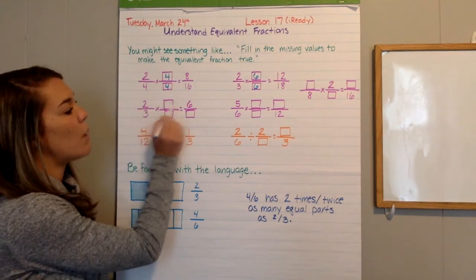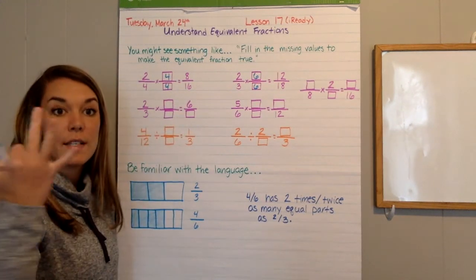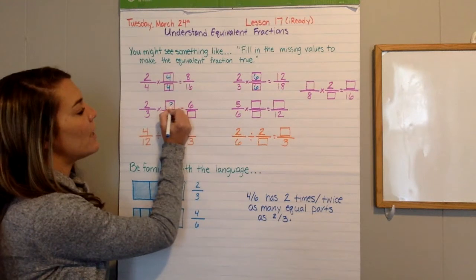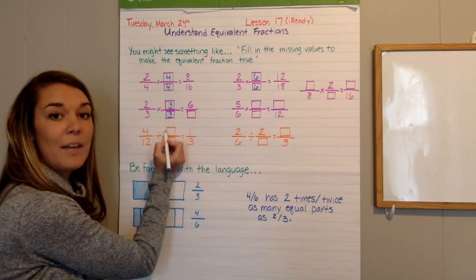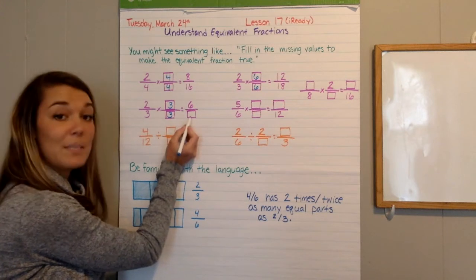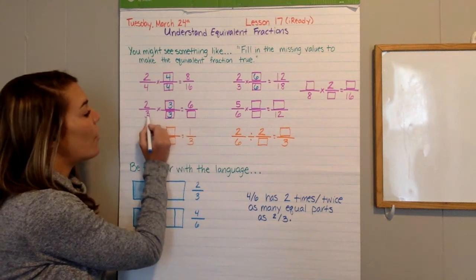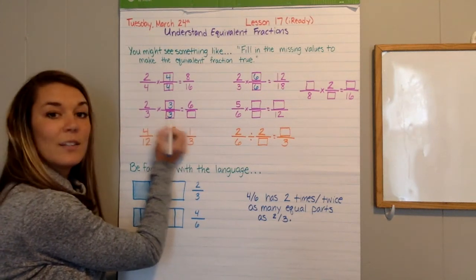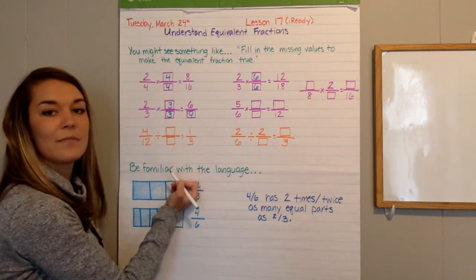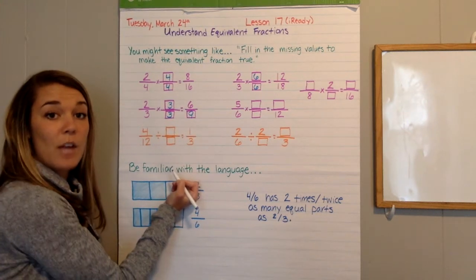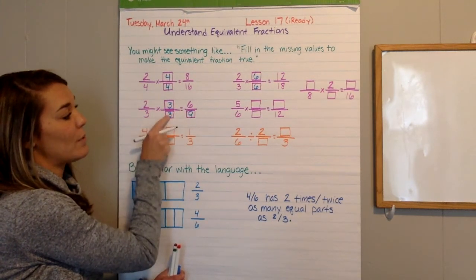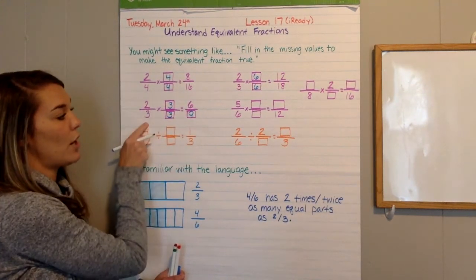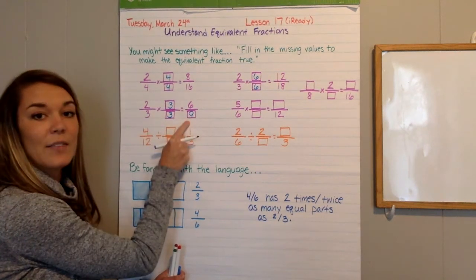So 2 times what is 6? 2, 4, 6. 2 times 3 is 6. Whatever I do to the top, I must do to the bottom. So now I can find this missing denominator by doing 3 times 3, which is 9. See, so you just want to double check and make sure your puzzle all works. 2 times 3 is 6, 3 times 3 is 9. So 2/3 is equivalent to 6/9.